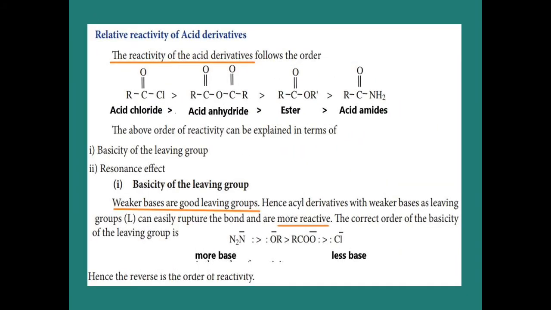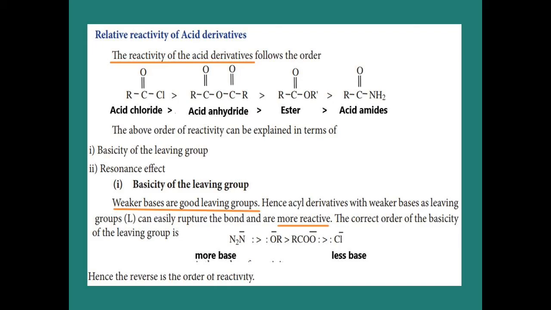What are the acid derivatives we learned? Acid chloride, acid anhydride, ester, and acetamide. We are now going to learn the reactivity among these acid derivatives. Which one is more reactive? The acid chloride is more reactive than acid anhydride, and acid anhydride is more reactive than ester, and ester is more reactive than acetamide. We are going to see the reason behind that.